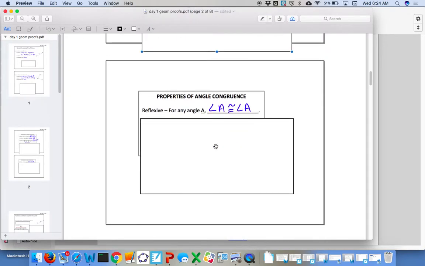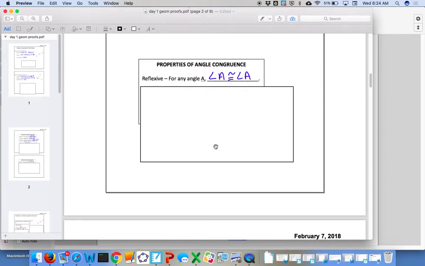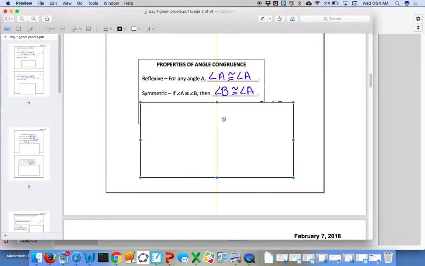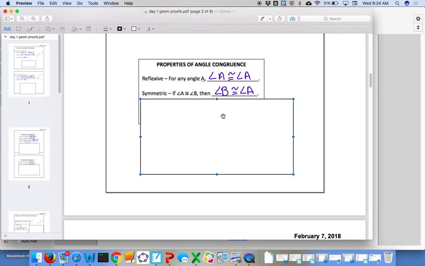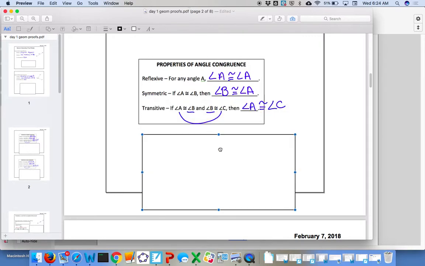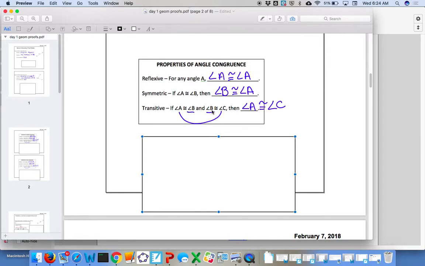And we have the same properties working for angle congruence. So reflexive property still works. So angle A is congruent to angle A. And symmetric property, so we can still switch the order around and say that angle B is congruent to angle A. And transitive property also works. So if angle A is congruent to angle B and angle B is congruent to angle C, then you take out that matching part of angle B and you put angle A and angle C together.